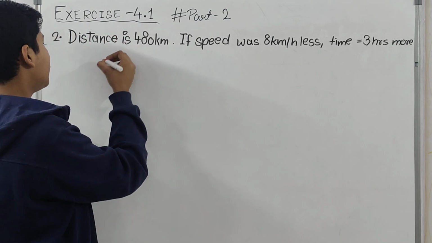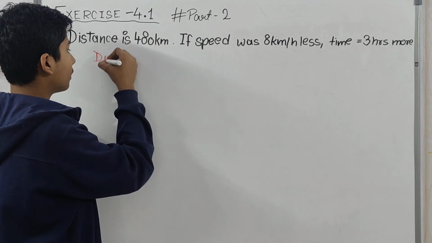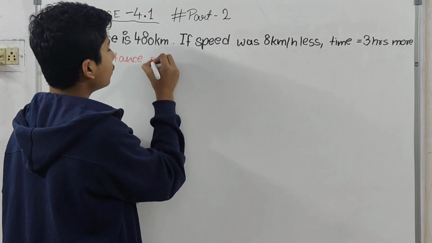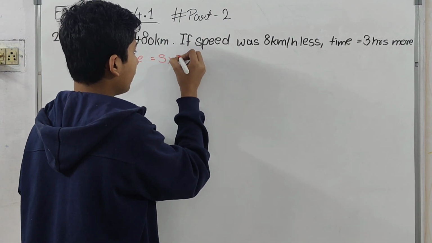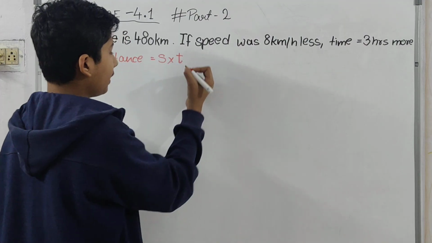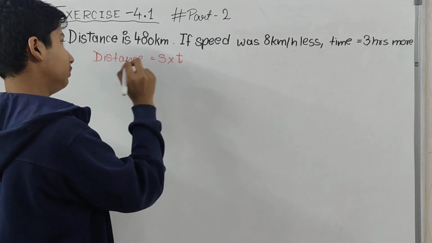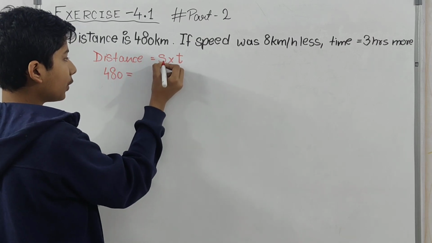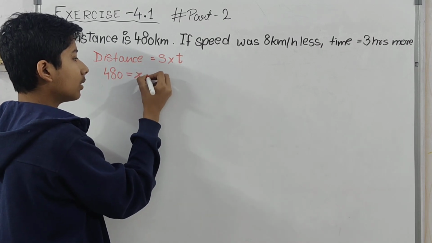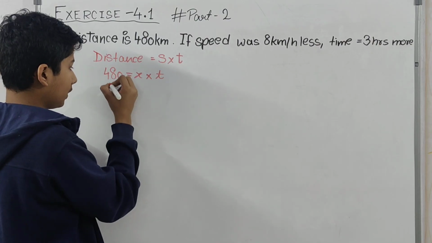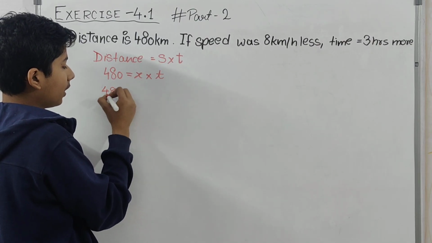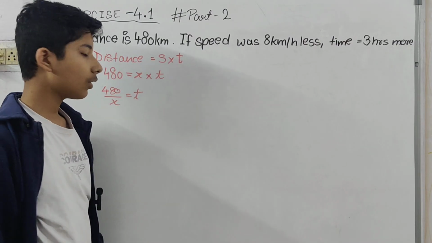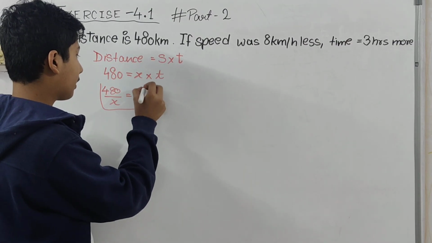480 kilometer is the distance. So distance equals to speed into time. So let time be t only, and the distance was 480. So let speed be x into t. So 480 upon x will be equals to t. Okay, so our value of t is 480 upon x.